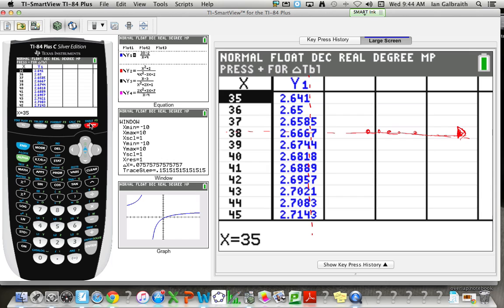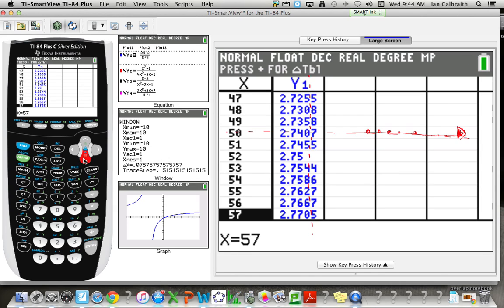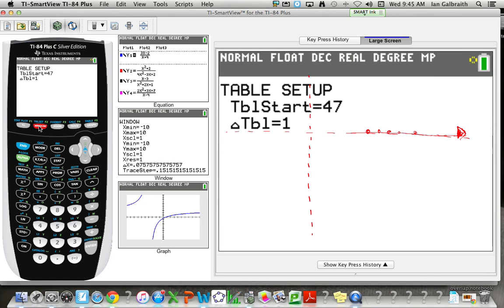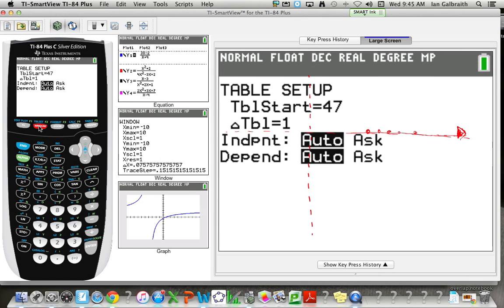Right now my x value is at 35, 36, 38, 45, etc. I can keep scrolling down, and my y value, or my blue graph, is getting closer and closer and closer to some number. Well, right now x is only 57. I would like x to be even bigger numbers. If I look above window, I see an option for table set. So let's go back to 0, but instead of going up by 1 unit at a time, let's go up by 100 units at a time.